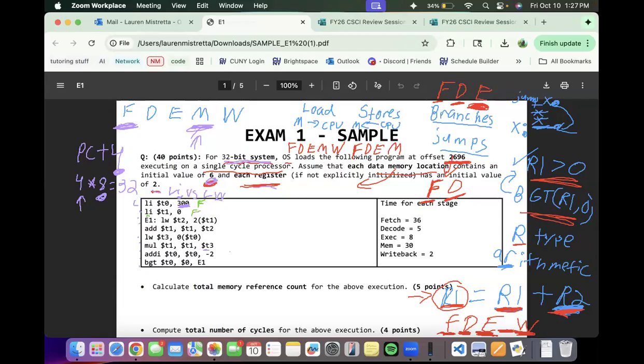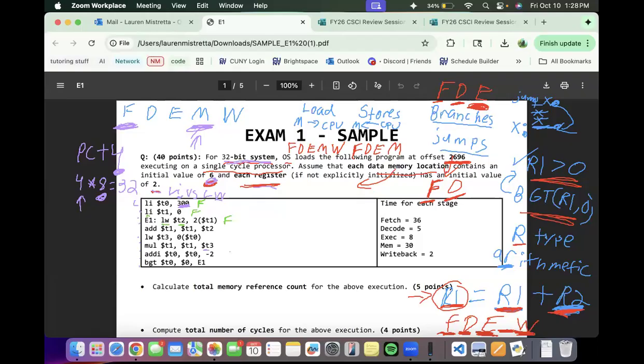Now the third instruction is going to be a little bit different. This time I have a load word. So this time, notice how this is a little bit different, right? This is saying load our word into register T2. And for this, right, we know that we're going to be going into a fetch and a memory.